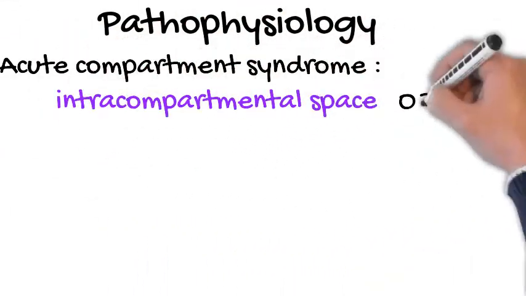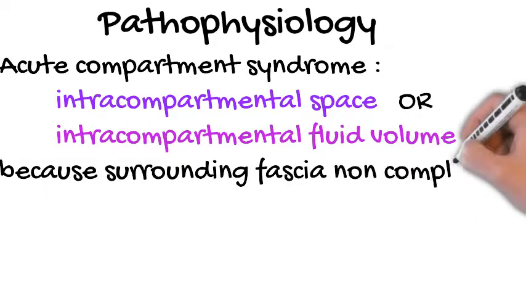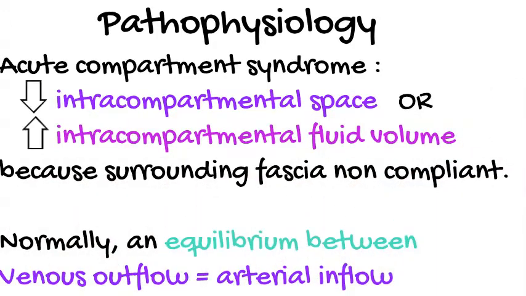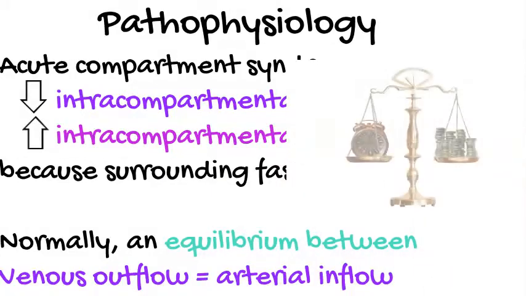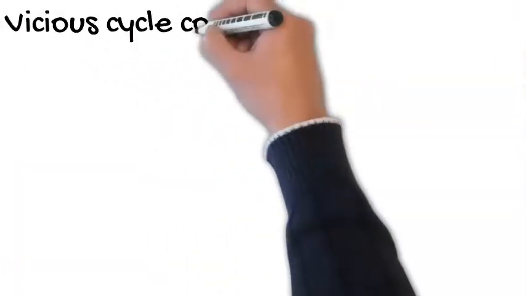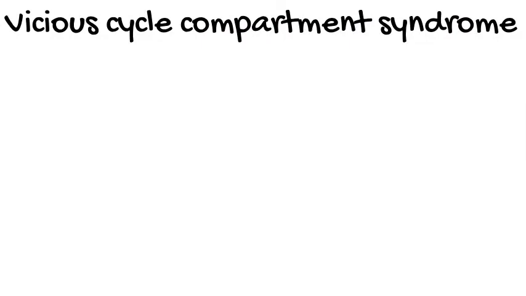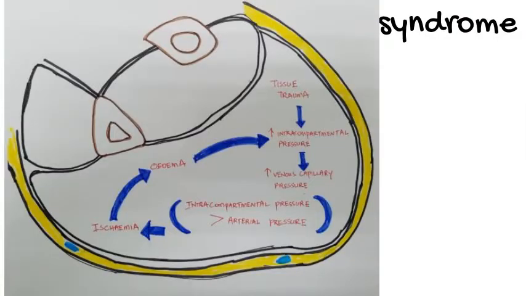Pathophysiology of compartment syndrome. It occurs due to a reduction in intracompartmental space or an increase in the intracompartmental fluid volume because the surrounding fascia is non-compliant. Normally, there would be an equilibrium between the venous outflow and arterial inflow. In acute compartment syndrome, there will be an increase in intracompartmental pressure that will lead to reduced venous outflow. There will be an increase in venous capillary pressure.